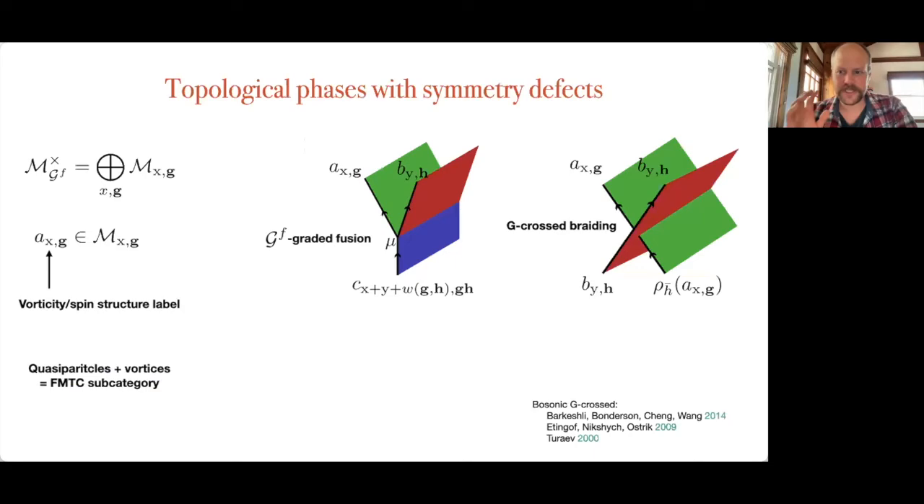All right, since I'm running out of time, I will skip the algebraic description of fermionic G-crossed braided tensor categories. It is morally the same as bosonic G-crossed braided tensor categories with a few extra conditions.